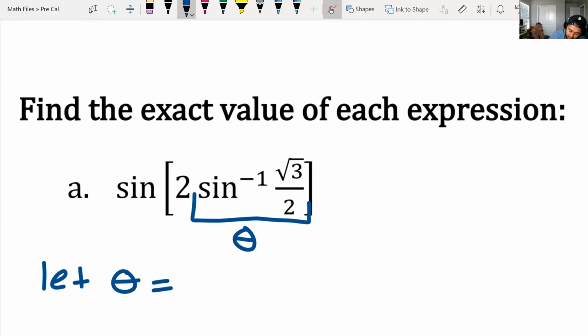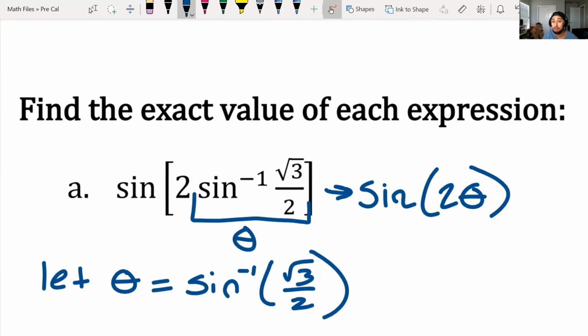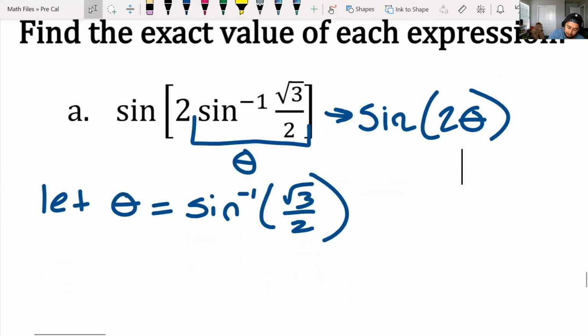Why don't I include the 2 in there? Because it makes it more complicated. If I just make it the inverse sine function, well, this means that when I bring the substitution back in, this becomes just the sine of 2 theta, which means that we can use the double angle formula for sine on it. So doing this makes the work a lot easier and less complicated. So let's continue, because now we have some stuff to figure out.